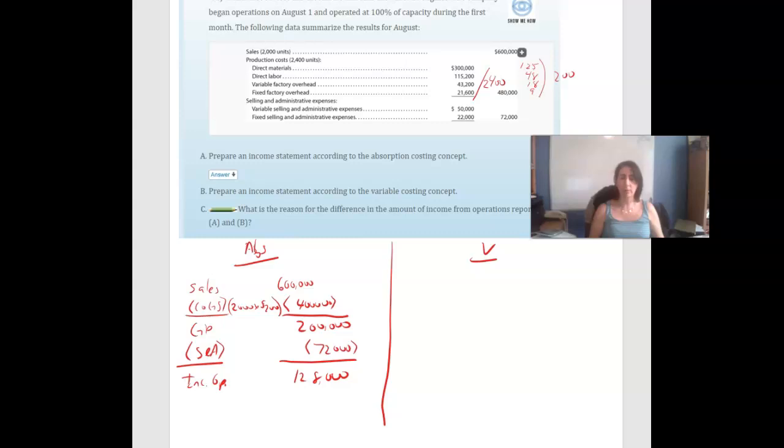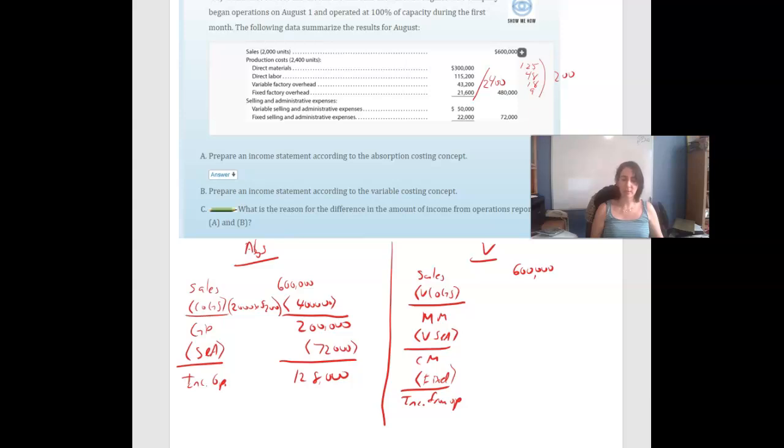Great. All well and good, but let's see what happens on the variable. So let me set this up. We've got sales minus your variable cost of goods sold gives me manufacturing margin, less your variable selling and administrative gives me contribution margin, less fixed costs gives me income from operations. Now you should be expecting a discrepancy. We talked about that. We should see a discrepancy between the two. It's going to be all about those fixed costs.